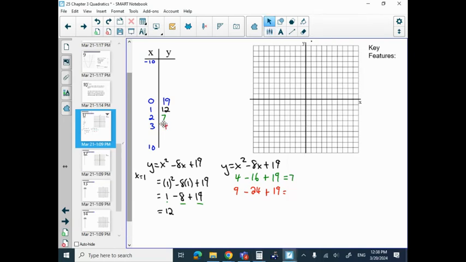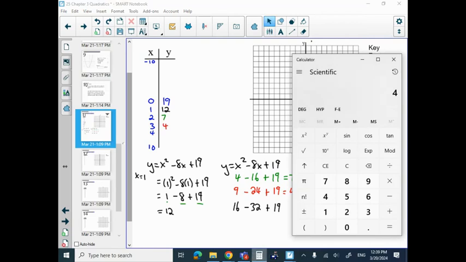Don't have to use different colors, obviously, but I'm just doing it for clarity on my work here. And then let's do a black one. Let's put in the 4. And what do we get from that? So 4 squared is 16. 8 times 4 is 32. So let's do the 16, take away the 32, add the 19. We get a 3.